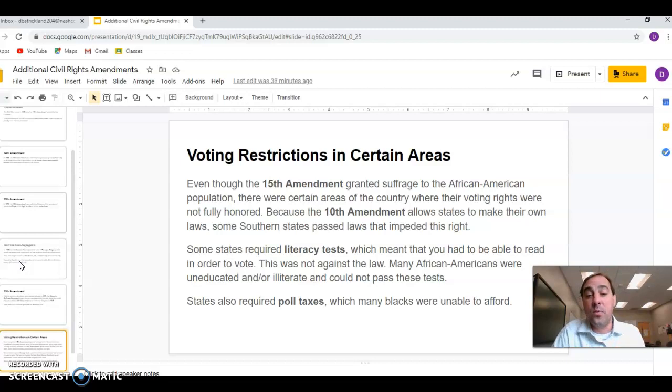Another way they tried to restrict people of color from voting were poll taxes. This meant you had to pay to vote. But everybody had to pay to vote. It didn't matter if you were black, white, yellow, green, whatever. But they knew what they were doing once again, because they knew that more white people had the ability to pay than black people did. So thus, they would be able to restrict people of color from voting.